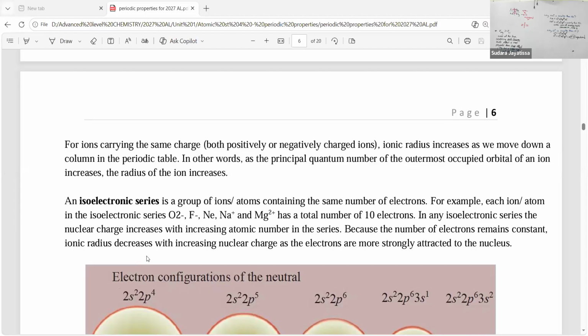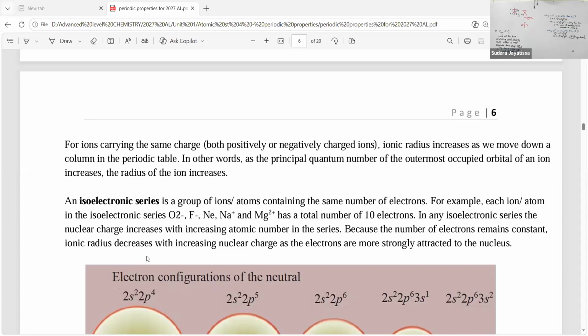For example, each ion or atom in the isoelectronic series O2-, F-, neon, sodium+, magnesium2+ has a total number of 10 electrons. In any isoelectronic series, the nuclear charge increases with increasing atomic number in the series. It's true. Oxygen is atomic number 8, fluorine 9, neon 10, sodium 11, and magnesium 12. So as the atomic number increases, the nuclear charge Z increases.